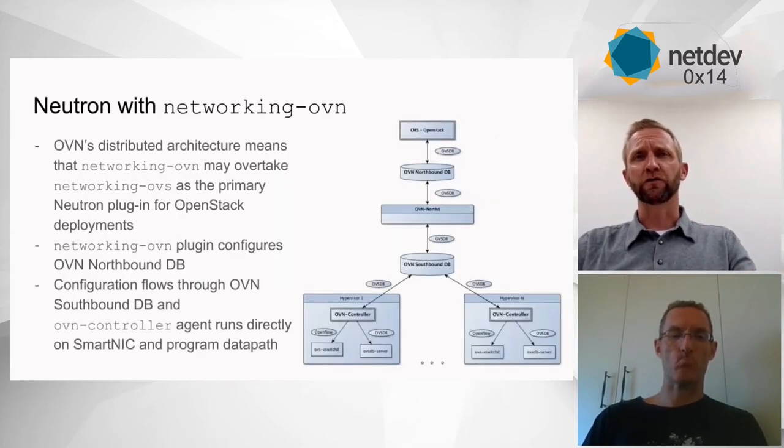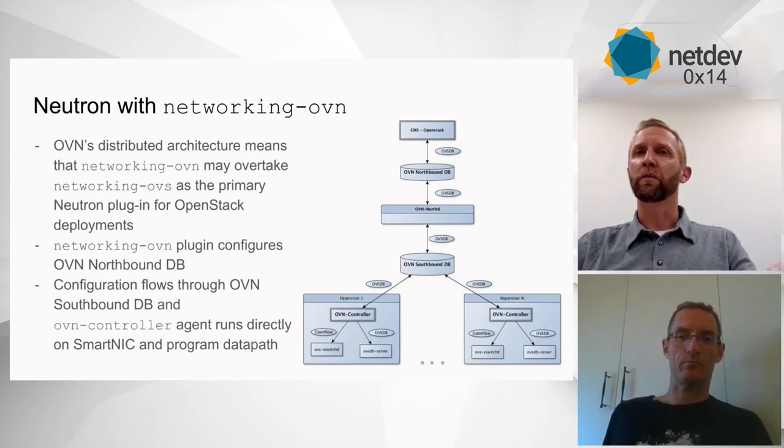One of the things I look towards, when I think about how there might be better integration in the future, is the fact that Neutron with the networking OVN plugin is gaining lots of popularity. If you look at fundamentally the OVN architecture, which is pictured on the right, we can see that OpenStack now only needs to communicate with a single database, the OVN northbound DB. That database will communicate with a daemon that will ultimately push config to the OVN southbound DB.